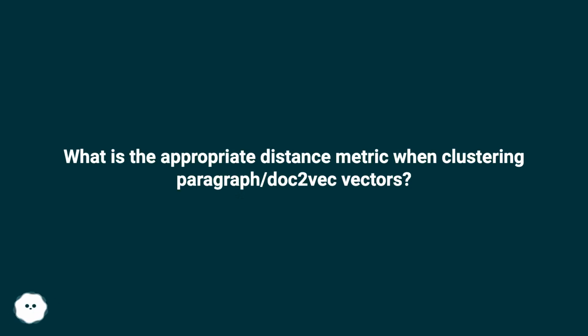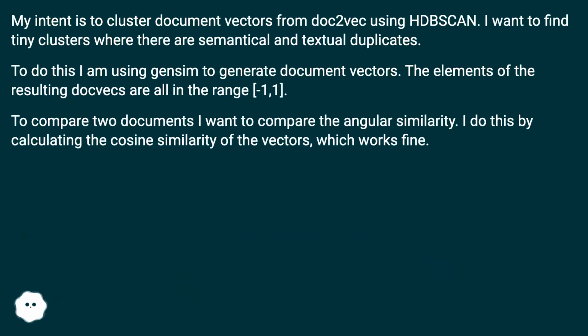What is the appropriate distance metric when clustering paragraph or doc2vec vectors? My intent is to cluster document vectors from doc2vec using hdbscan. I want to find tiny clusters where there are semantical and textual duplicates. To do this, I am using gensim to generate document vectors.